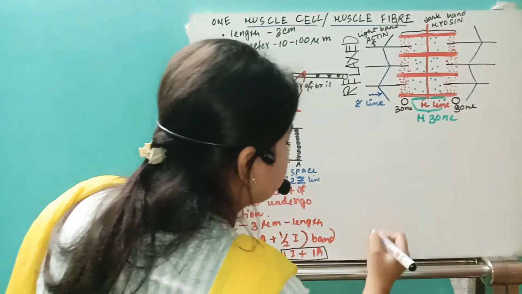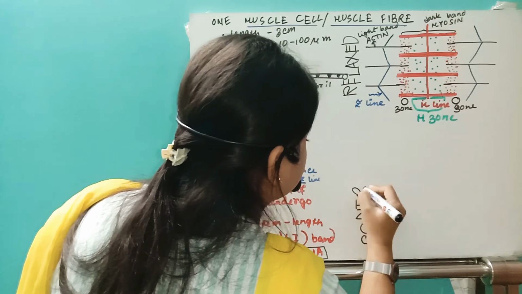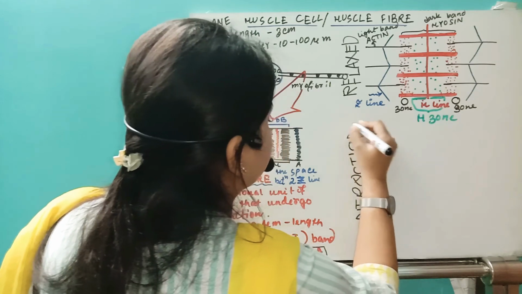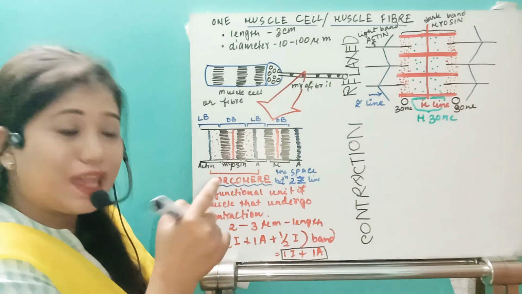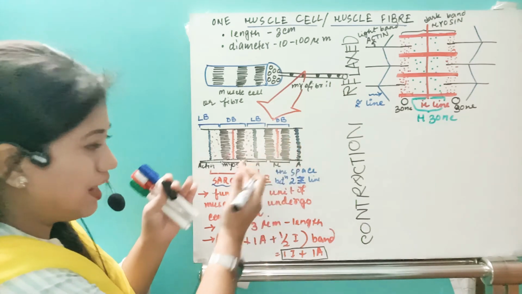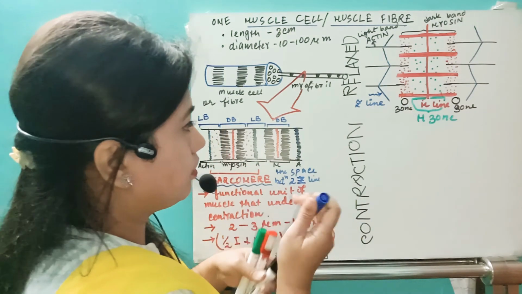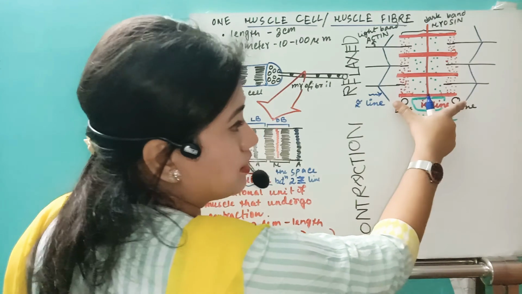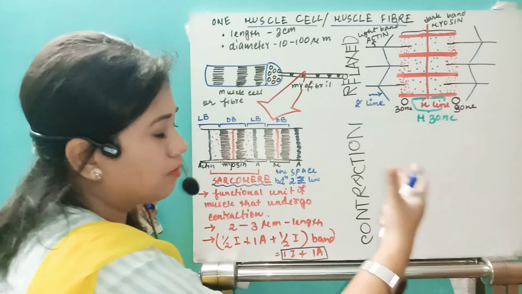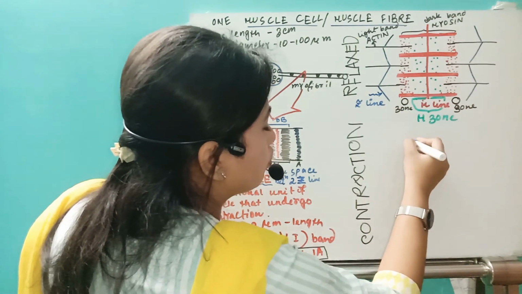Now, whenever it undergoes contraction, what will happen? The Z lines will come closer. So here we have the Z lines, right? The Z lines are present at a distance of around 2 to 2.5 or 3 micrometers. Now it will undergo contraction, so the Z lines are coming closer.